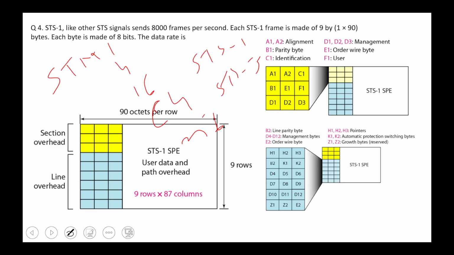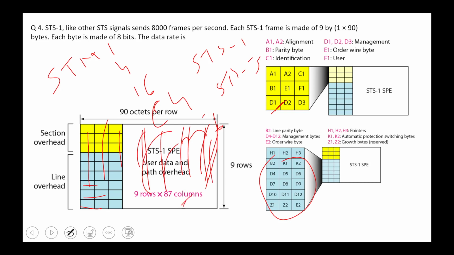In the STS architecture we have 90 columns, numbered 0 to 89, and 9 rows. Here we distribute the application and management overhead, and this is where we can load the data path. Users' data will be loaded here. After the 3 overhead columns, the 87 columns carry the users' data and path overhead. All the users' data is saved in these 9 rows by 87 columns.